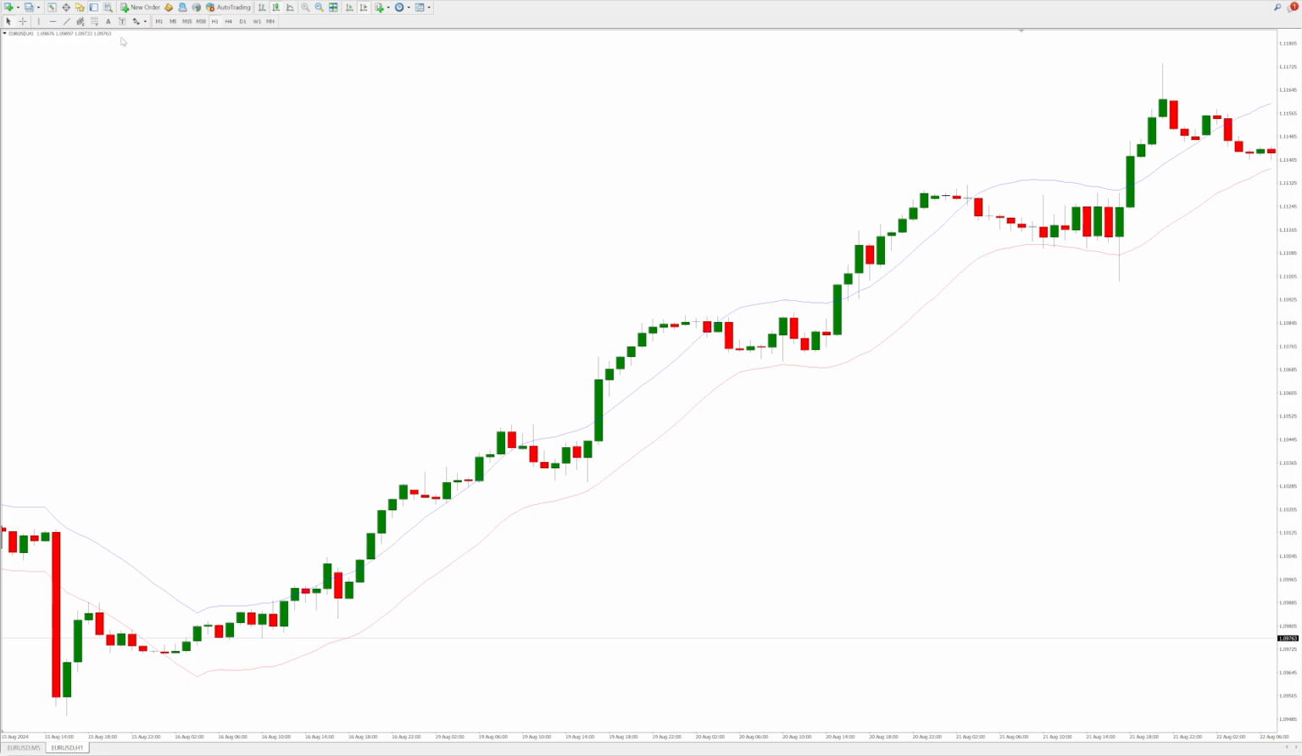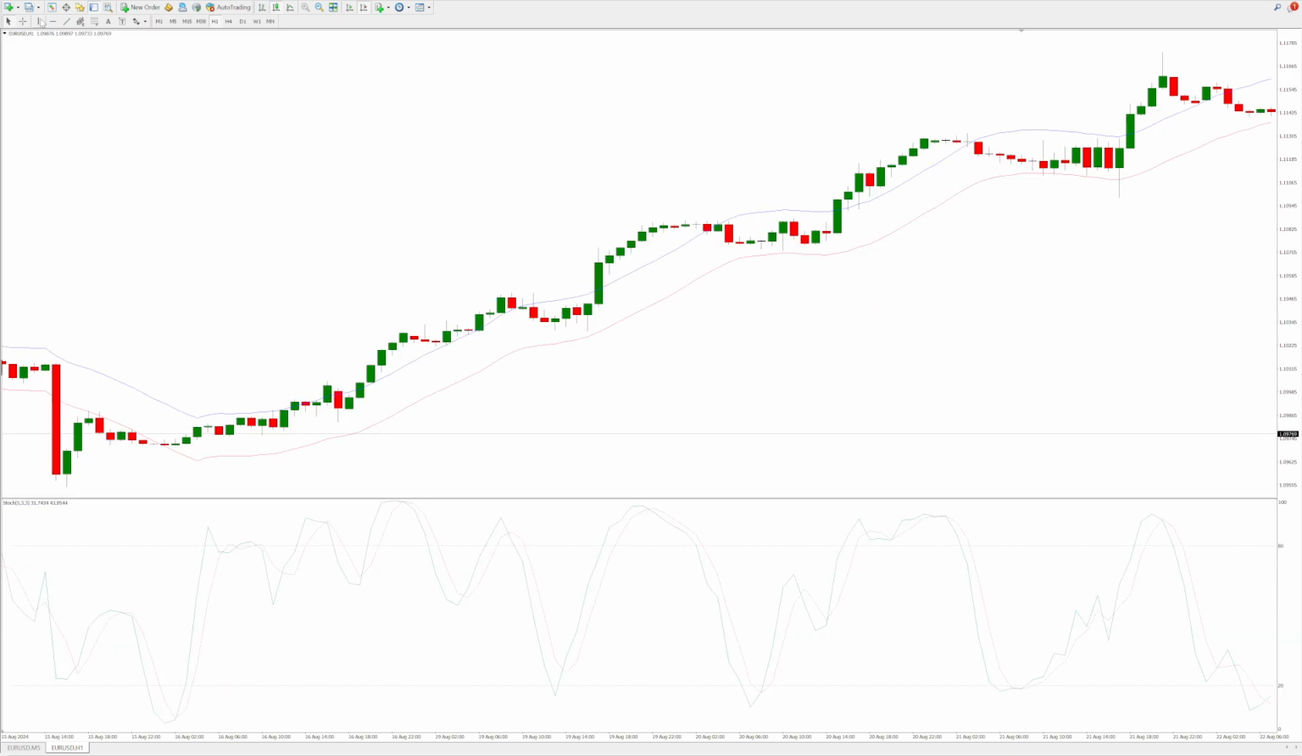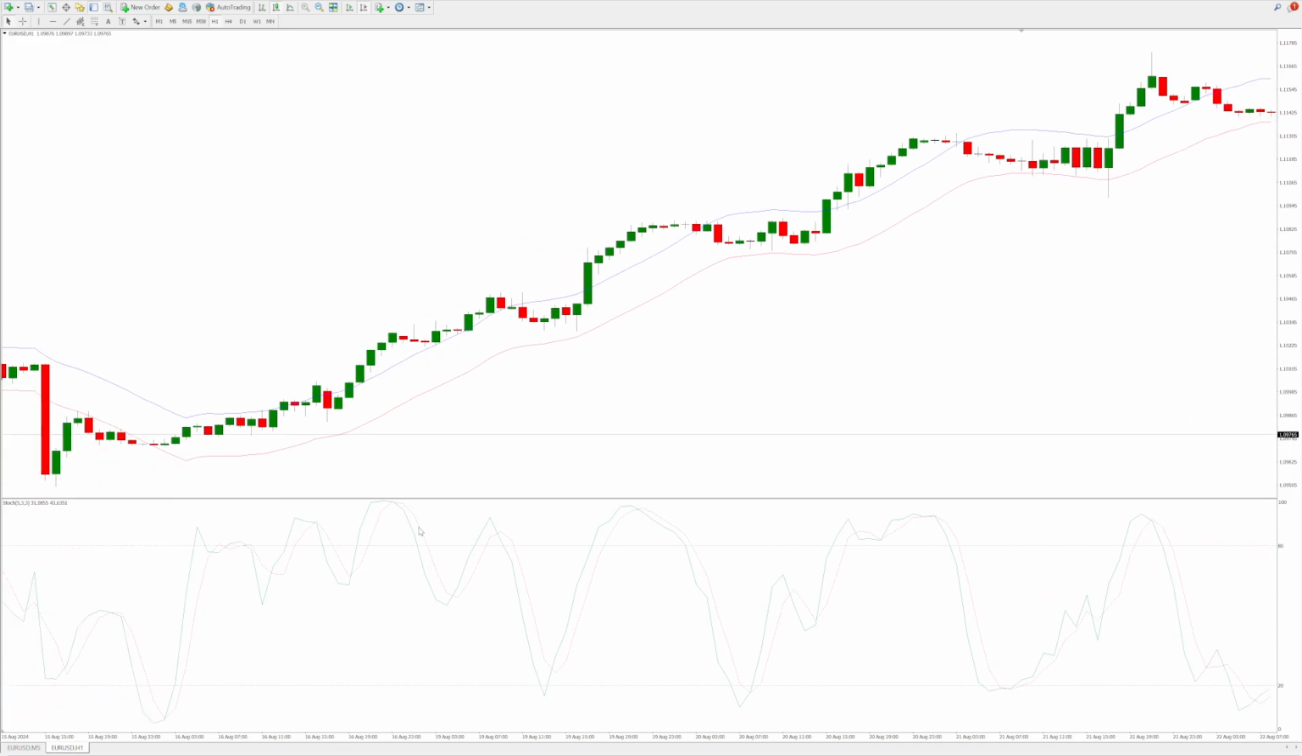Another thing worth mentioning is you can confirm your trades with other indicators. For example, the stochastic oscillator. If you're not familiar with it, when price is above the 80 level, it's considered overbought, so we look to sell. When price is in or around the 20, below the 20 level, the market is considered oversold, so we're looking to buy.